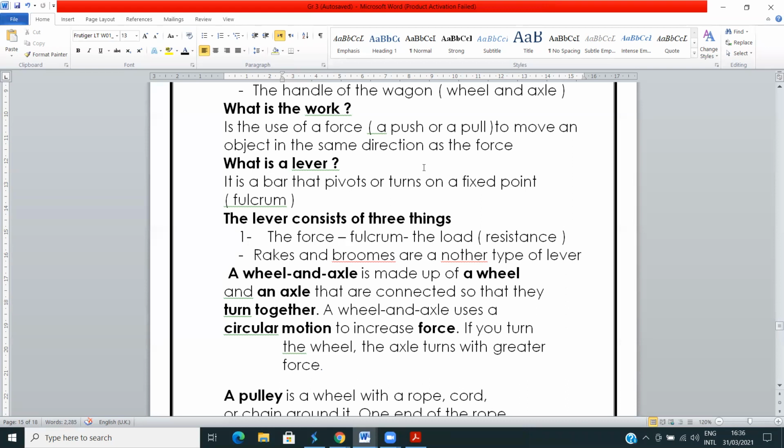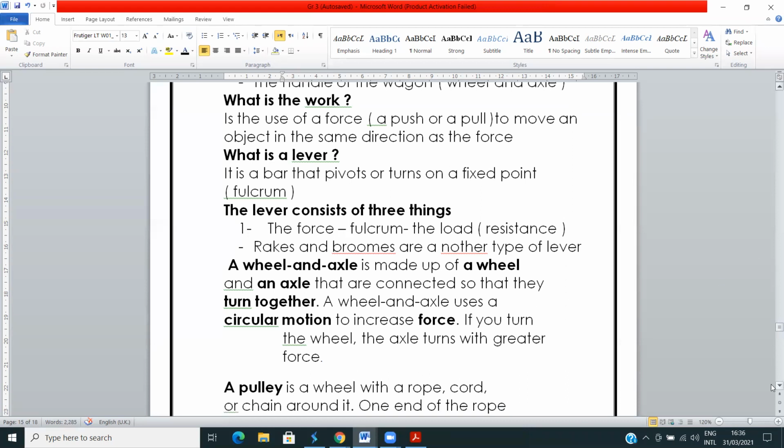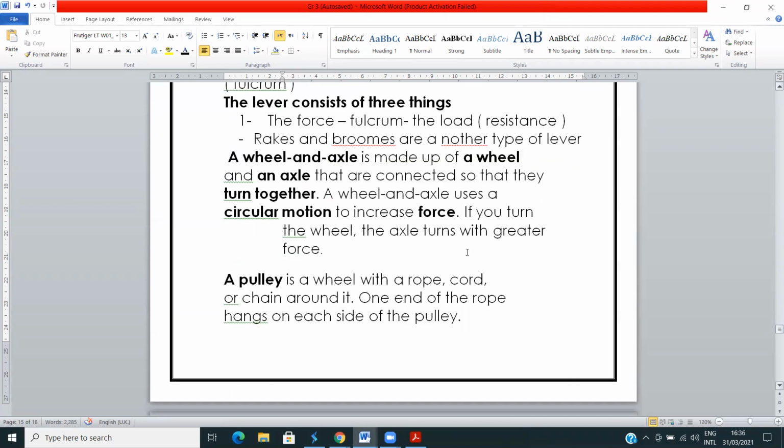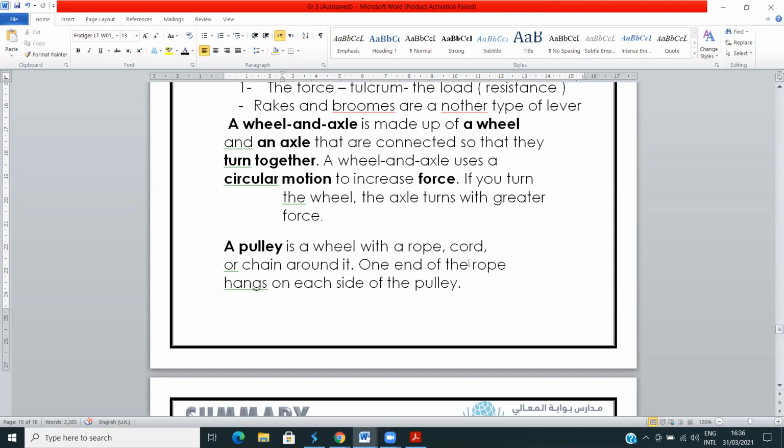Okay, my students, now I will explain the pulley, just the pulley. A pulley is a wheel with a rope or cord or chain around it. The end of the rope hangs on the side of the pulley, so you will use it to lift something, or also to make it easy to use. Okay, thanks, Aun. Now another one after Aun.